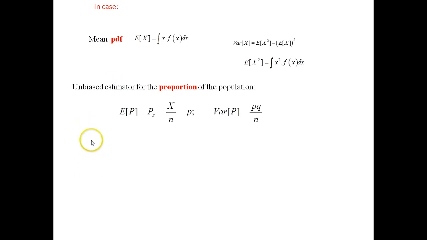If we wanted an unbiased estimate of proportion, that would be x over n, x being the number of successes over the number of trials, giving us our p. So the expected value of the proportion is our little p, and the variance is pq over n for this situation.